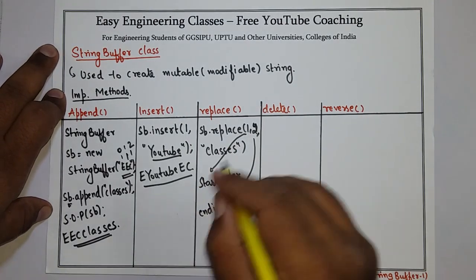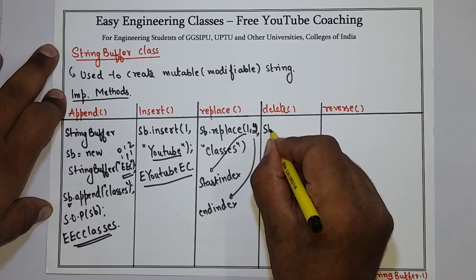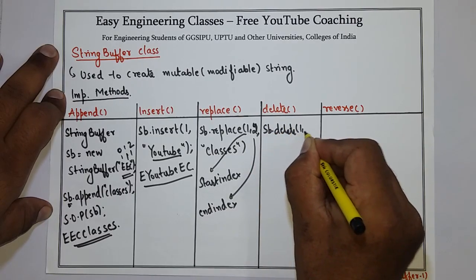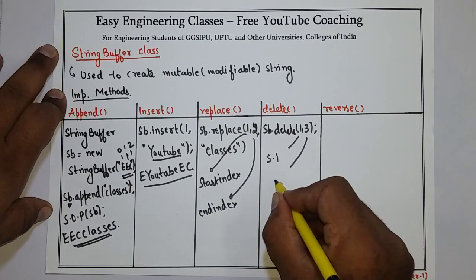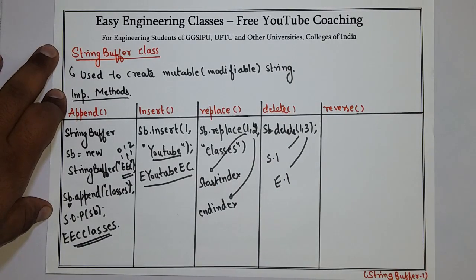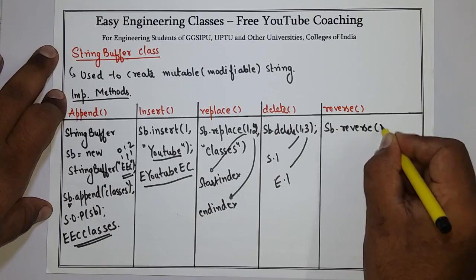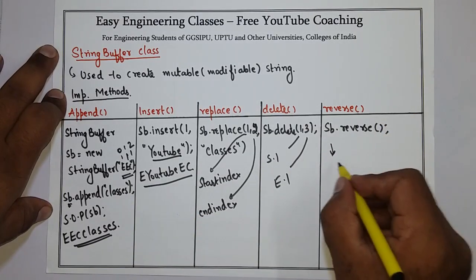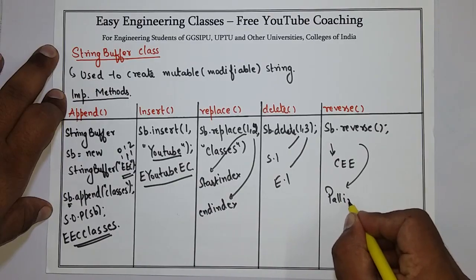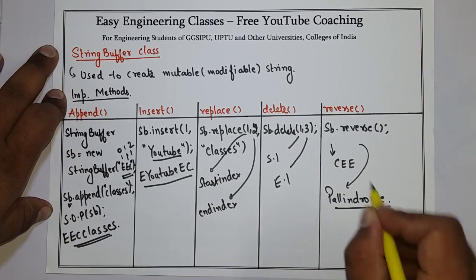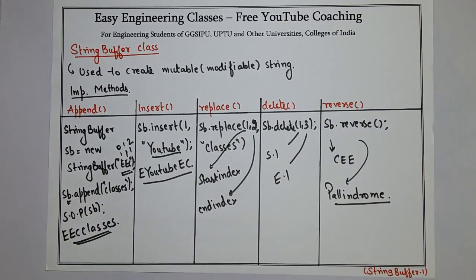Next is the delete method. It deletes the given string from begin to end index. So if I write sb.delete 1,3, it will simply delete the value from this start index to this end index. And the next method is reverse. It simply reverses the given string. So if I write sb.reverse, it will return CEE. It is very important when you need to check for palindrome strings. You can use the reverse method for palindromes. Now we will see the implementation of each of these methods in the system.